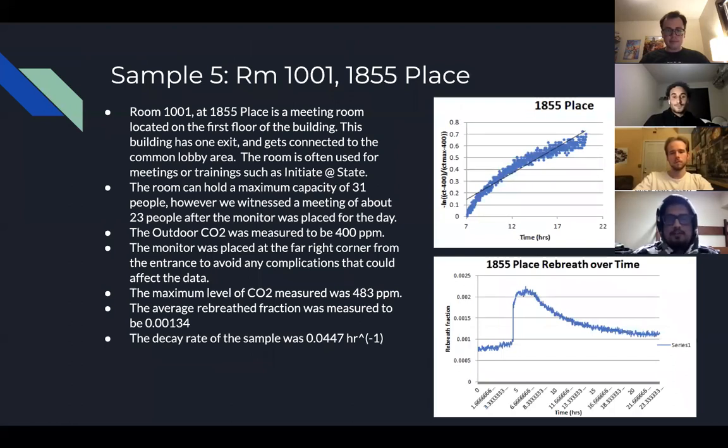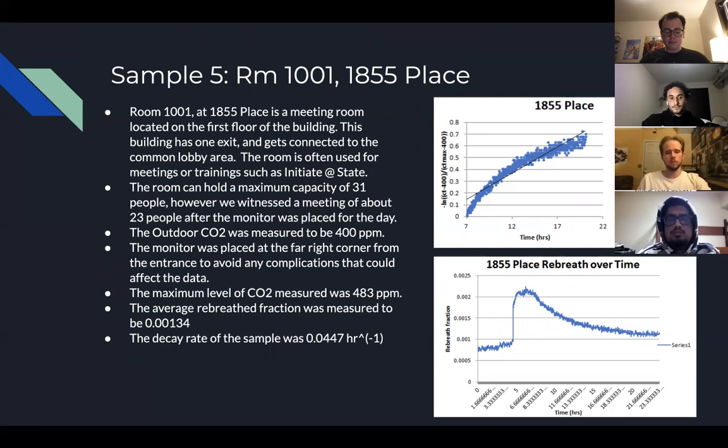Lastly, we have our fifth sample, which was taken in room 1001 at the 1855 place. So room 1001 is basically just a meeting room on the first floor of the building. This room has one exit and one entrance, the same way, and is connected to the common lobby area. And it's often used for meetings or training.